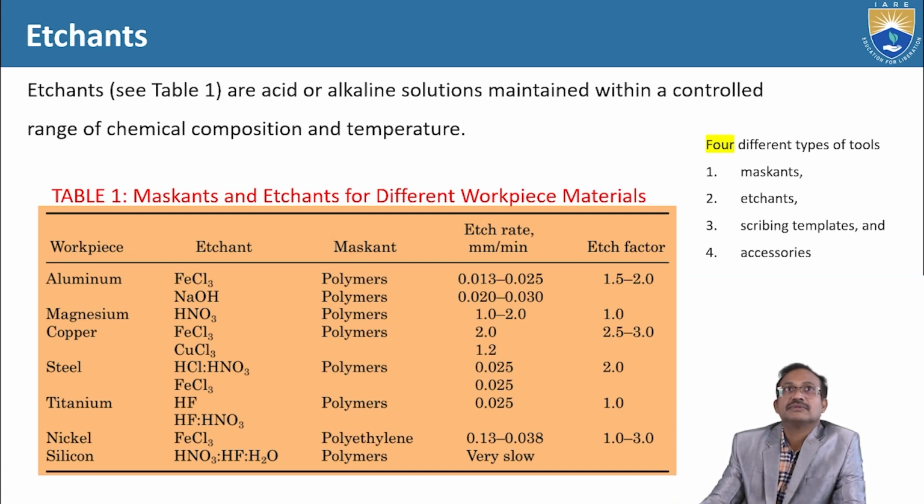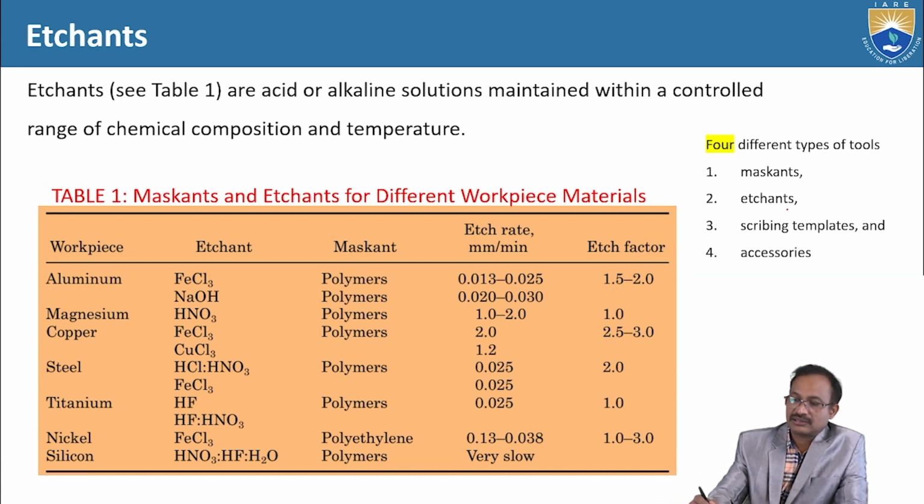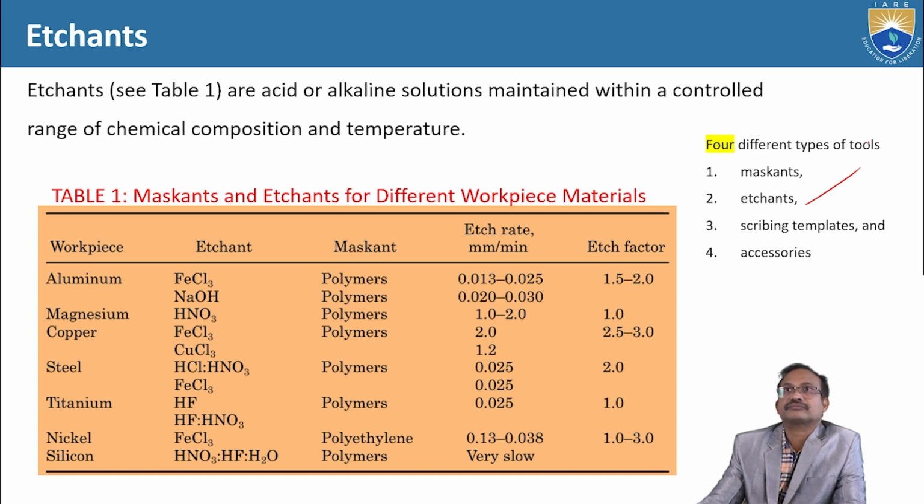Now etchants, the second one. The first one, mask, is over. Now we are discussing the second important type, two out of four.